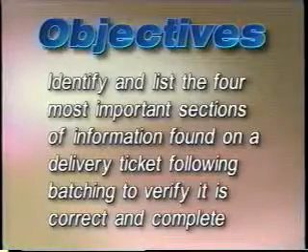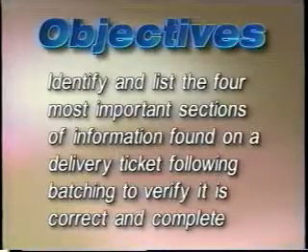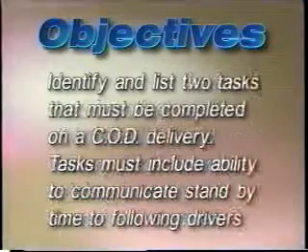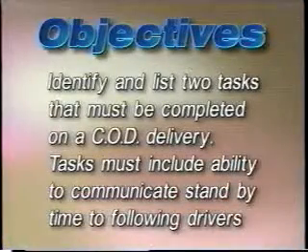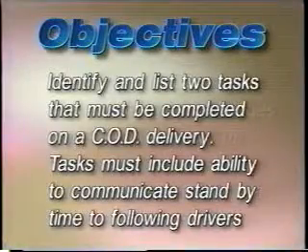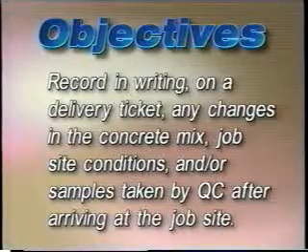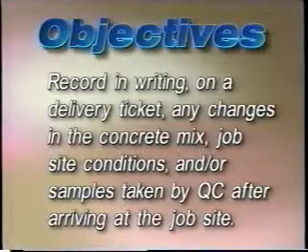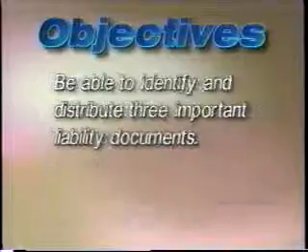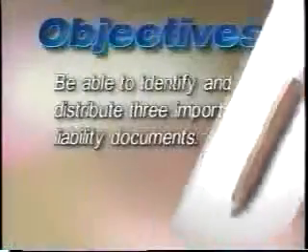Identify and list from memory the 4 most important sections of information found on a delivery ticket immediately following batching. You'll also be able to identify and list at least 2 tasks that must be completed on a COD delivery. Record in writing on a delivery ticket any changes in the concrete mix, job site conditions, and/or samples taken by quality control. Be able to identify and distribute 3 important liability documents.